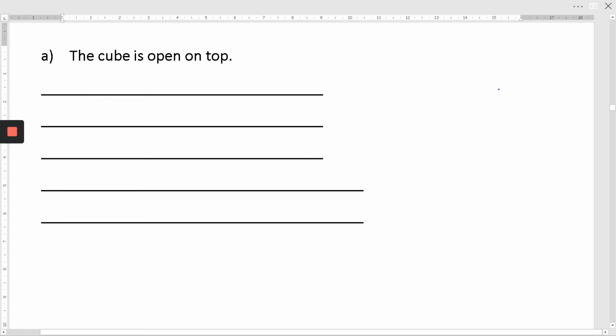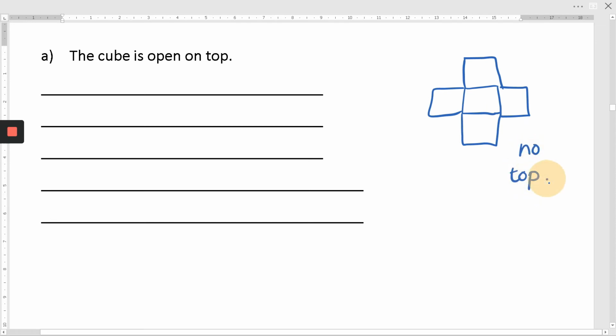This time, I've got the base of the cube. I'm now going to build it from the ground up. I've got the back face, and I've got the front. I've got the left side, and I've got the right side, but there is no top. This could also be an example where we talk about a box that doesn't have a lid.